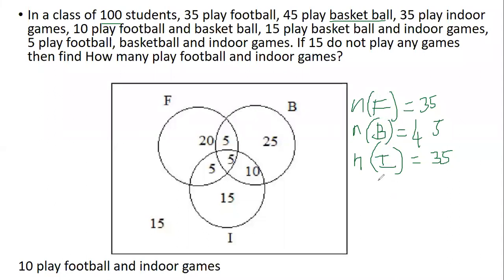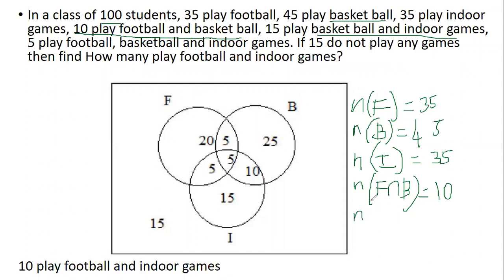Now, next one from here. 10 play football and basketball. So when it is common, what do I consider that as? Football and basketball. Is that union or intersection? Intersection. Very good. So it is going to be F intersection B. F intersection B is 10.